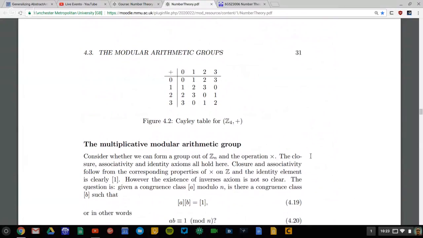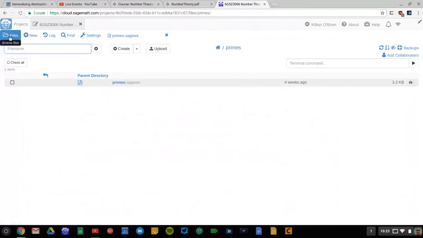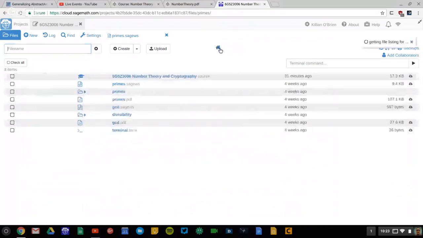What's a bit harder, or not so straightforward, is the multiplicative ones. For a quick example, let's just get Sage to show us some.